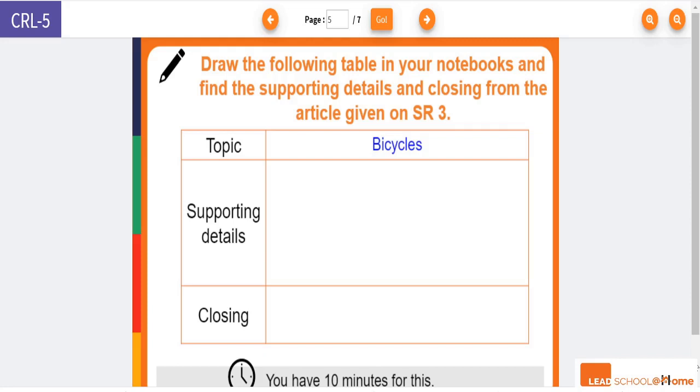Students, I hope you have drawn the table because your time comes to an end in 10, 9, 8, 7, 6, 5, 4, 3, 2, 1, 0.